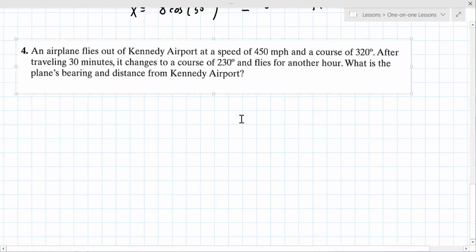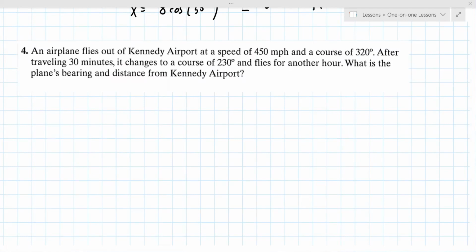Okay, this one says got an airplane flying around. Okay, so we got an airplane flying out of Kennedy Airport at a speed of 450 miles per hour and a course of 320 degrees. What's interesting is sometimes in these airplane slash boat problems, sea problems, they actually use north as their zero.